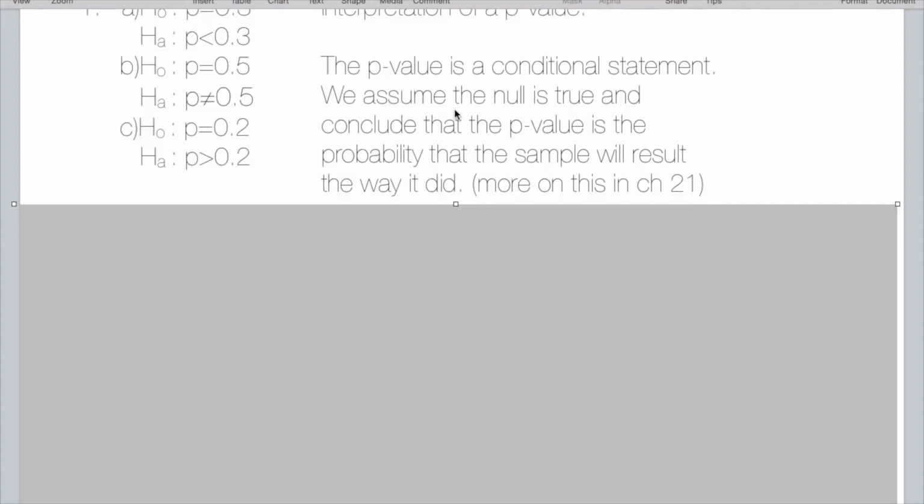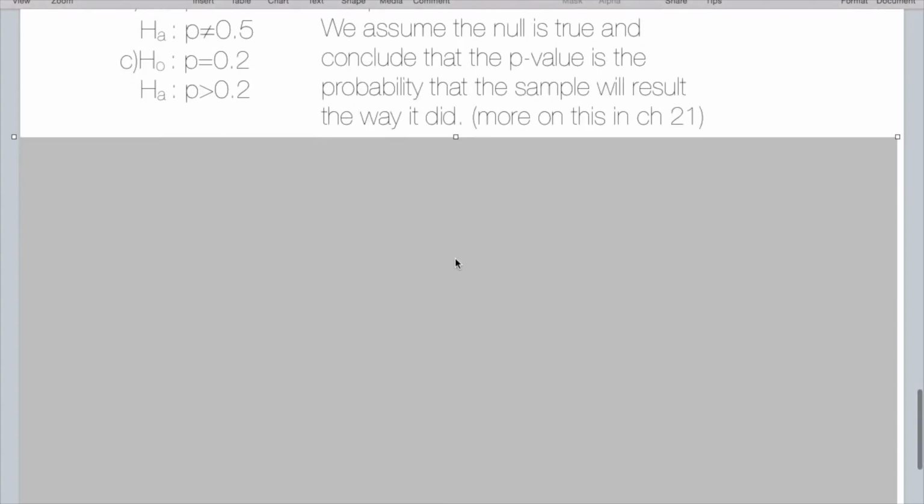If you haven't read that section on p-values, or how they interpret the confidence or the significance test, take some time and go through that. And definitely try number 4. Let's go on to number 20.